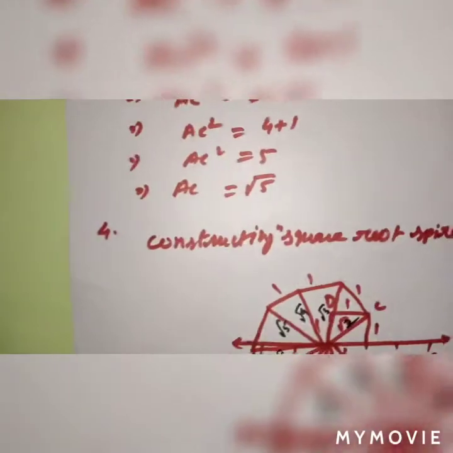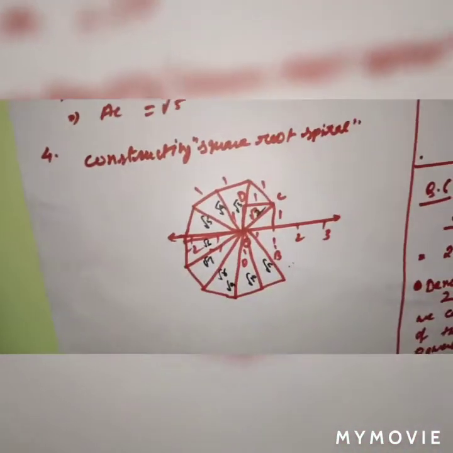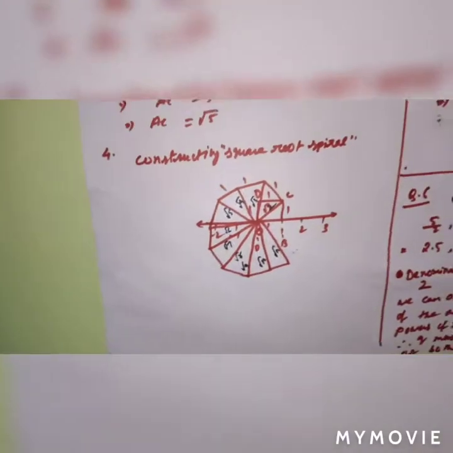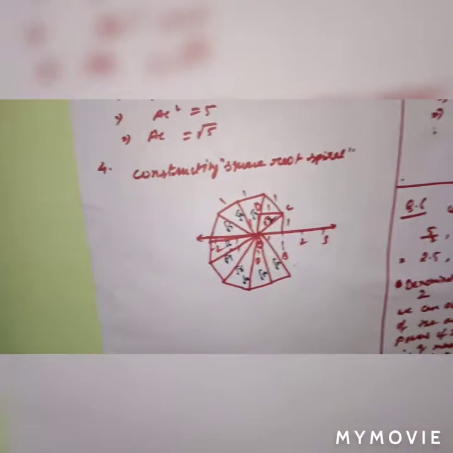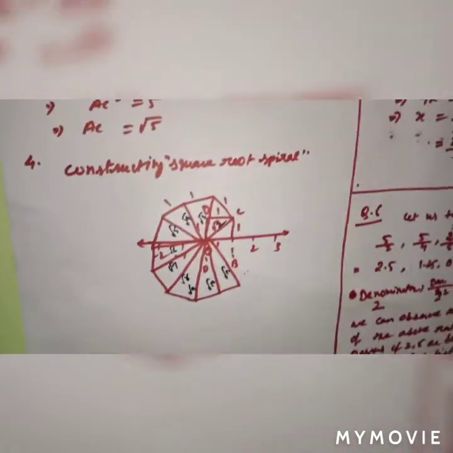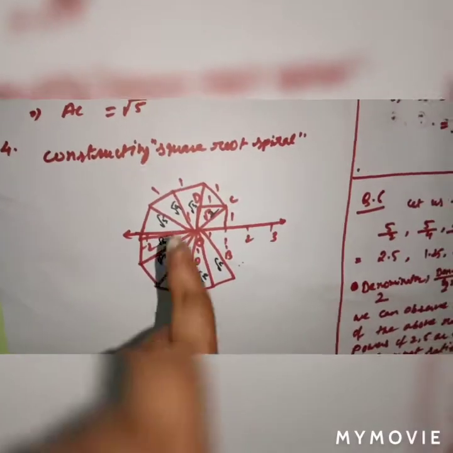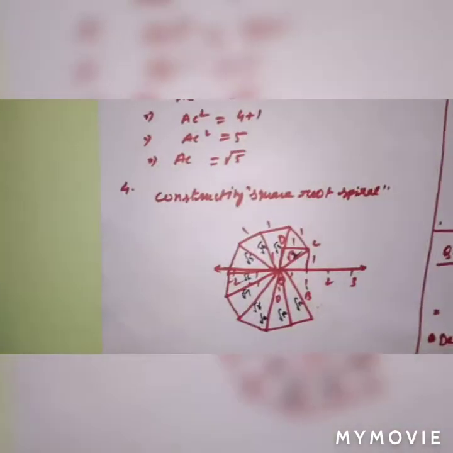There is question number 4, constructing the square root spiral. I have not done the correct one. This is a rough figure I have drawn, but you have to do the activity yourself and submit it. I'll give you a little idea from this, and this is the previous way I have taught you, and by this way you can get all the roots.